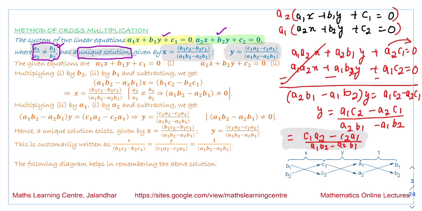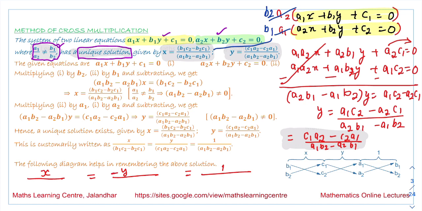Similarly, in place of a2, if we multiply the first equation with b2 and the second equation with b1, we will get the value of x. So how can we remember these values? These are the two equations that we have. We write the answer in this form: x over, y over, and 1 over. Basically it is minus y over.